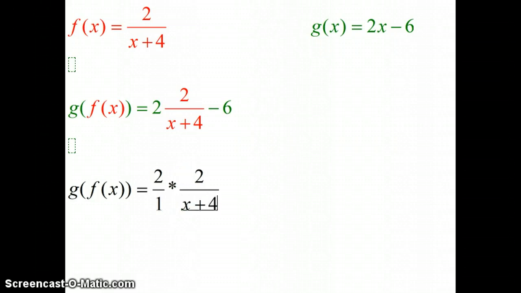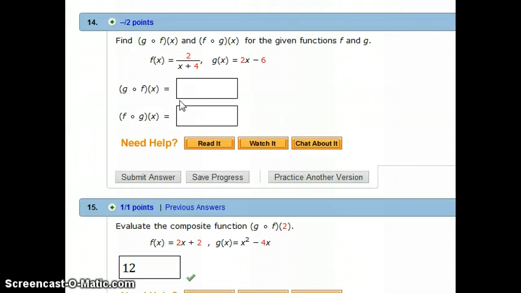over x plus 4. And when I multiply those, you can see that the 2 times the 2 gives me the 4 on top. And the 1 times anything, you know that has to be the other thing. So I can actually get rid of this part now. And then we're going to subtract 6. Let's go ahead and combine our fractions together. So it's going to be 6 over 1, just writing that in fraction form.